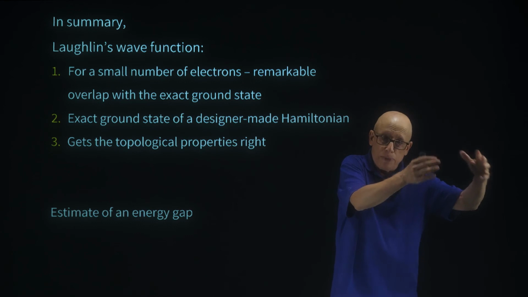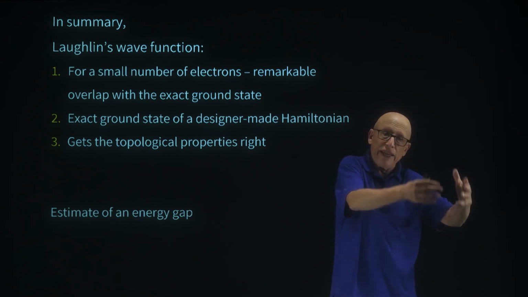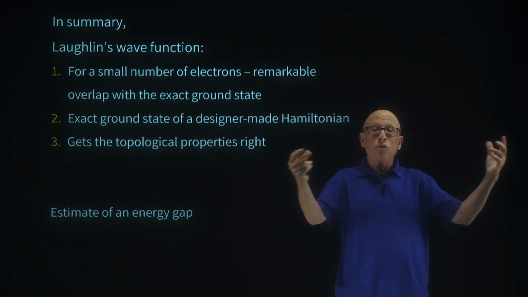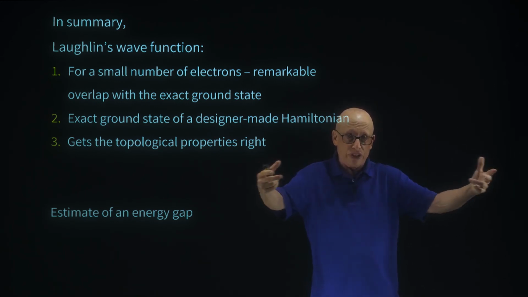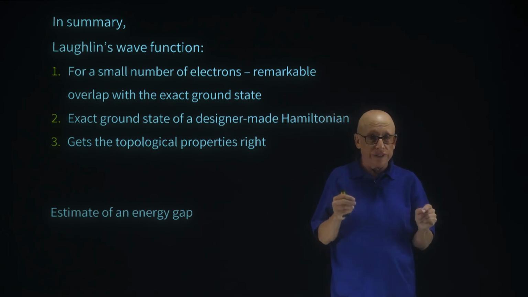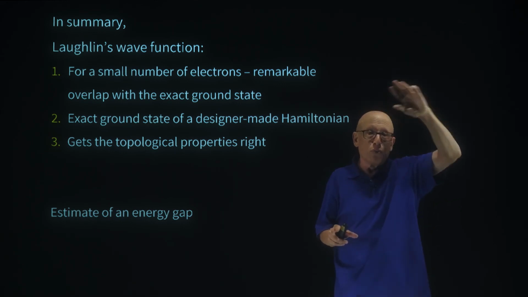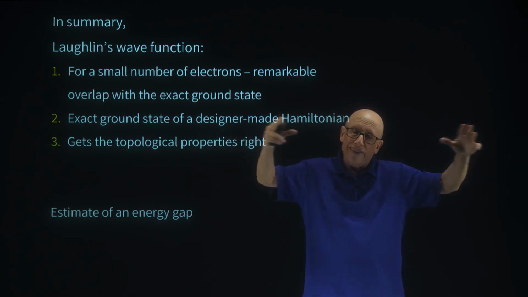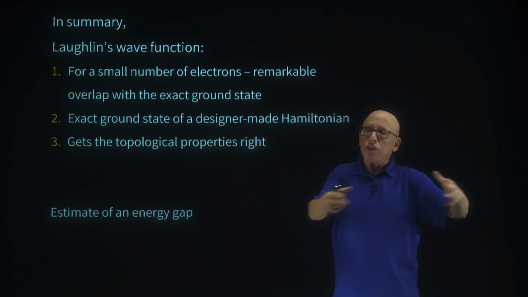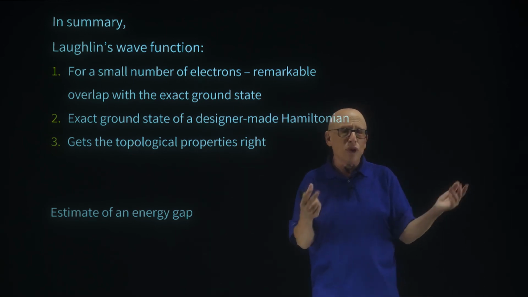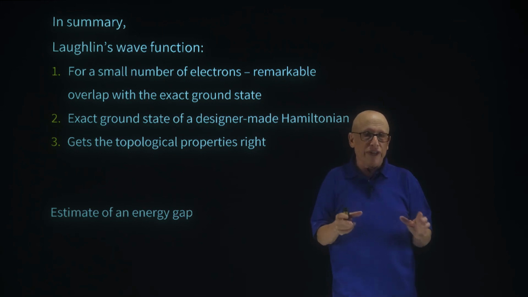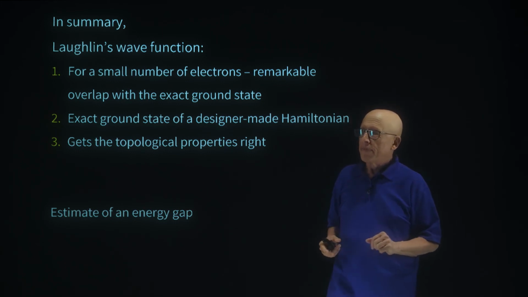You can calculate numerically by exactly diagonalizing the ground state of a nu equals 1/3 state for a small system. And you can look at the overlap of these two wave functions. For a small number of electrons, this overlap is remarkably high. It's very close to 1. Now, of course, as you make the number of electrons larger and larger, the overlap will necessarily die out, because for an infinite system, the Hilbert space is too large for you to guess the ground state wave function. But for a small number of electrons, the overlap is remarkably high.